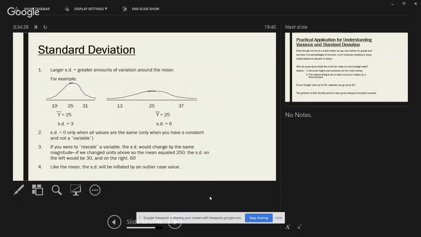Like the mean, standard deviation will be inflated by an outlier case value. I hope you can understand that, because in the example you can see that the standard deviation is 3 there, and the standard deviation is 6 there, since our maximum and minimum values are different in both cases. When we have increased the maximum and minimum value, our standard deviation has also increased. So our standard deviation is directly proportional to the range. If it increases, our standard deviation also increases.